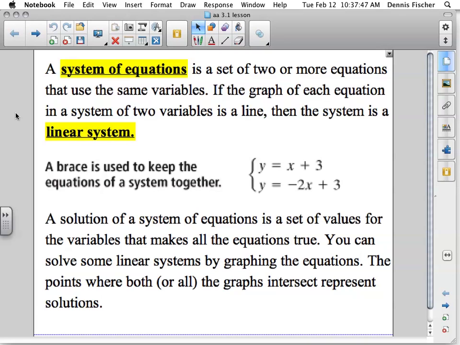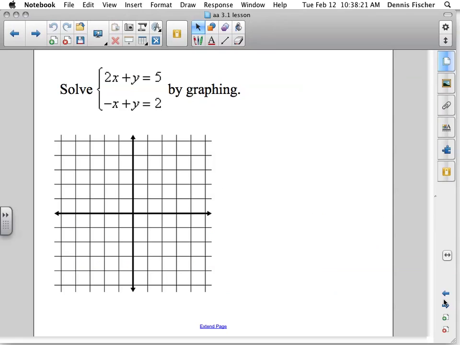If the graph of each equation of the system with 2 variables is a line, then the system is a linear system. So like here, we have a linear system. Both equations are lines. A solution to the system of equations is a set of values for the variables that makes all equations true. In other words, if I find a point where they intersect and I put it into both equations, it should be true. It should work in both. You can solve a system of linear equations by graphing the equations. The points where both or all the graphs intersect represent the solutions.